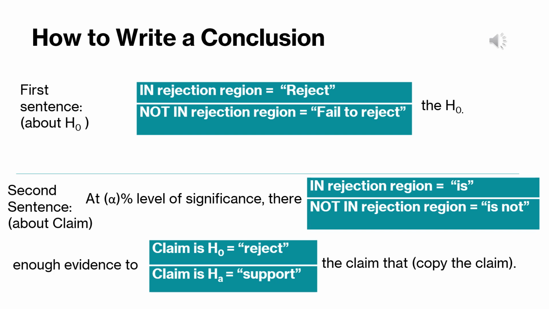So we can always identify whether or not we say is or is not based on whether the standardized test statistic, the z, is the dot inside the rejection region or not inside the rejection region. And we can also identify, if we're going to use the word reject or support, whether or not the claim was the H0 or the Ha.